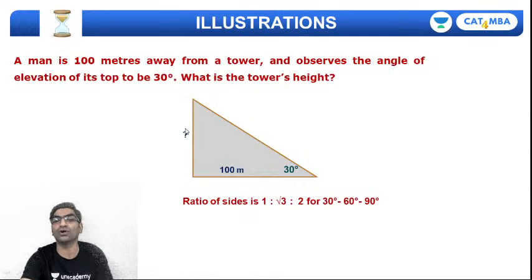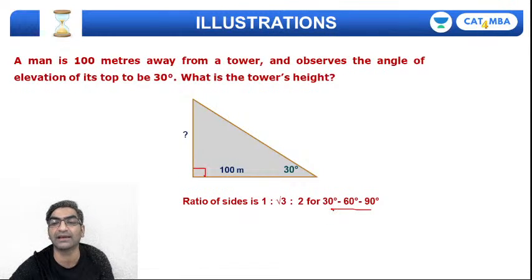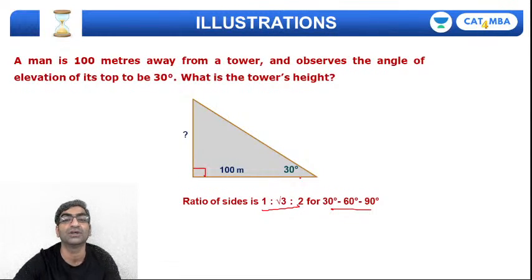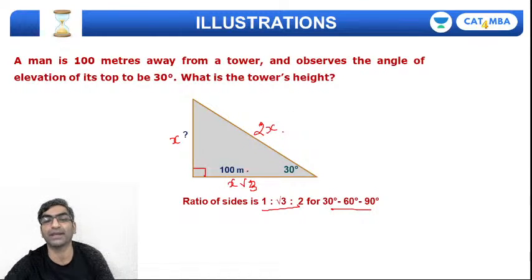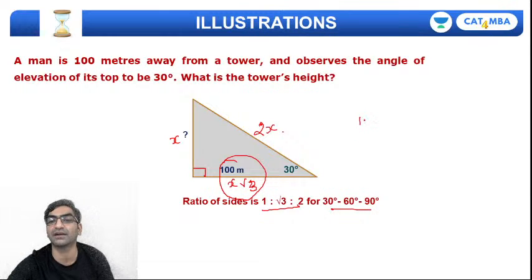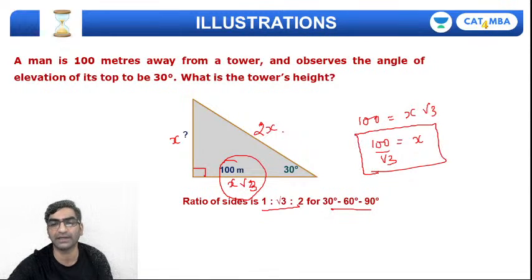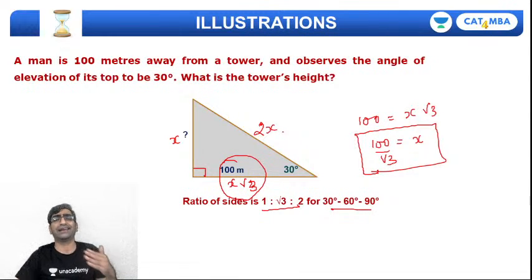Now what I do know about this right triangle is the moment I see 30 degrees, it will be a 30-60-90 triangle. I know the ratio of sides is 1 to root 3 to 2. I know the side opposite 30 will be 1, so this becomes x, this becomes x root 3 and this becomes 2x, right? Now what am I given? I am given 100 meters, which means 100 will correspond to x root 3, which means x will be 100 upon root 3. That's exactly what we wanted, right? Can you see? The ratio directly gives me the answer.